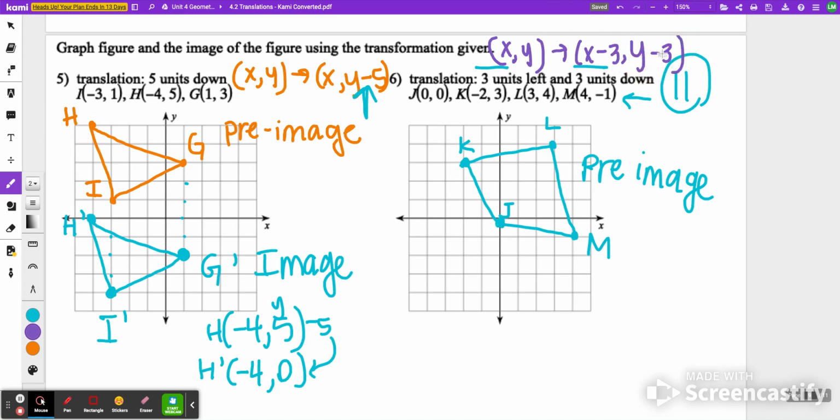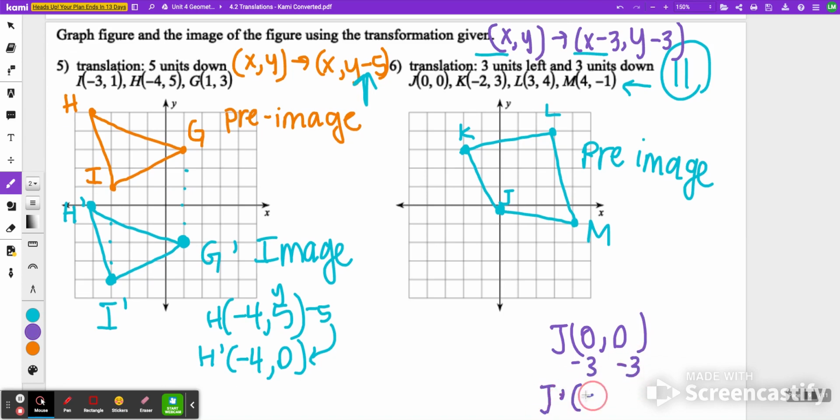-3. Okay, one way you can do that is if you started with letter J at 0, 0, you're going to subtract 3 from the X and 3 from the Y. So J prime should end up at -3, -3. Watch what happens. J is going to go to the left, 1, 2, 3, down 1, 2, 3. And J now is at -3, -3.